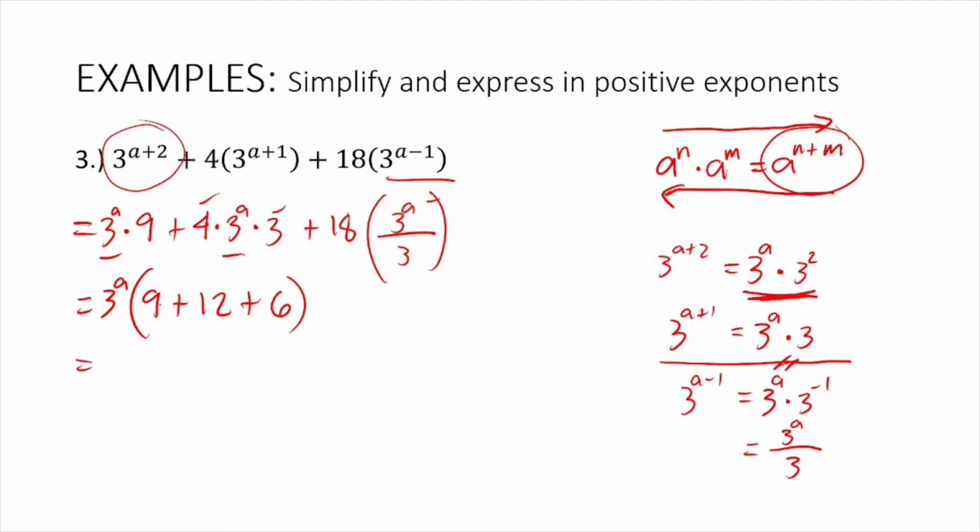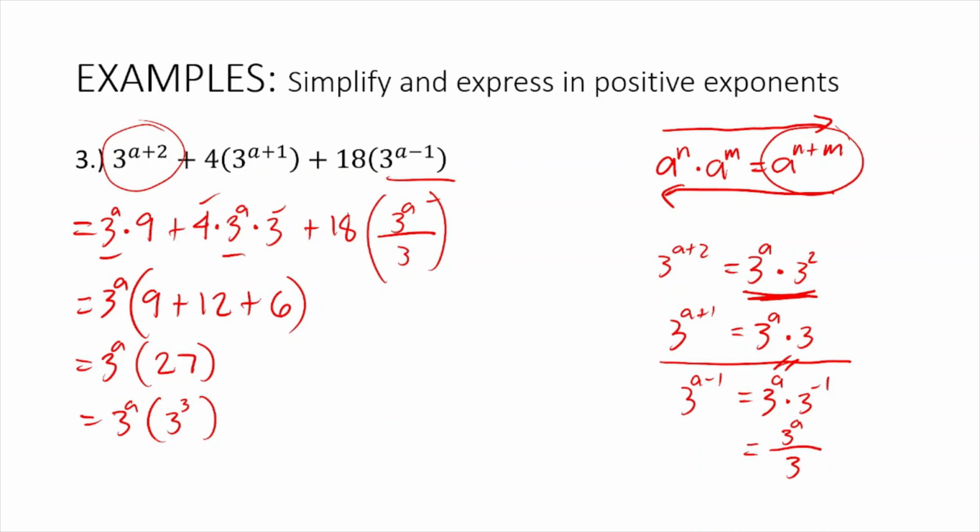So we now have everything inside the parentheses as constant values, so we can simply combine them using the indicated operation. In this case, we have plus, so 9 plus 12 plus 6. So 3 raised to the power of a times, 9 plus 12 is 21, plus 6 is 27. Okay, and then we can simplify this further. 27 is 3 cubed, or 3 raised to the power of 3. 3 times 3 is 9, times 3 is 27.